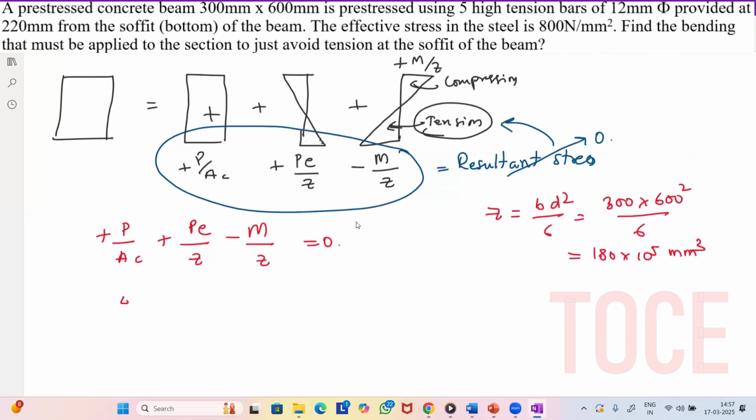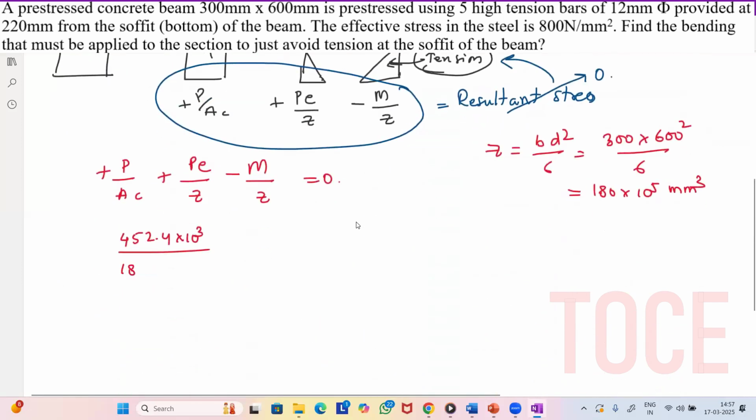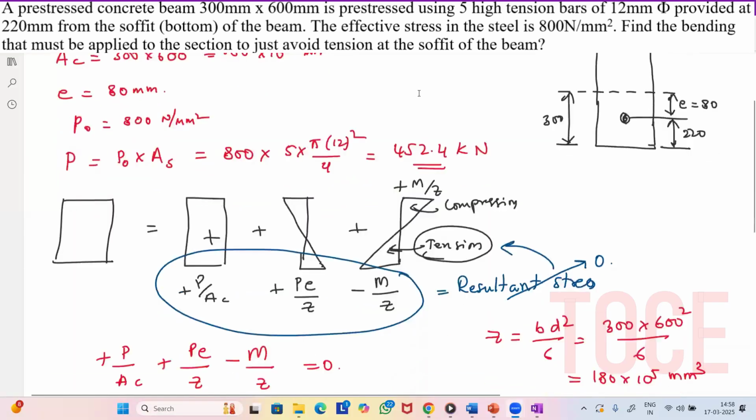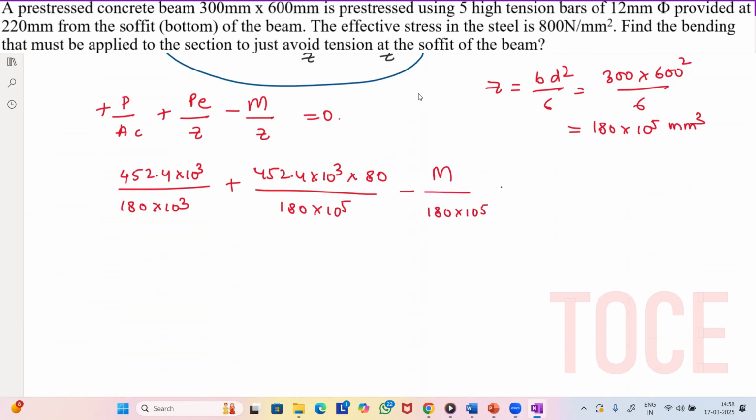So P value is 452.4 into 10 to the power of 3 divided by area of concrete, which we got as 180 into 10 to the power of 3, plus P, which is 452.4 into 10 to the power of 3, and eccentricity E is 80, and Z value is 180 into 10 to the power of 5. And the moment we need to calculate, so M divided by 180 into 10 to the power of 5 equal to 0.